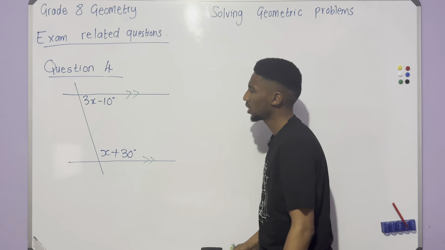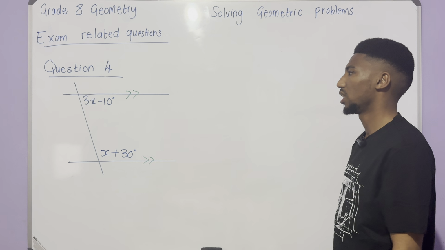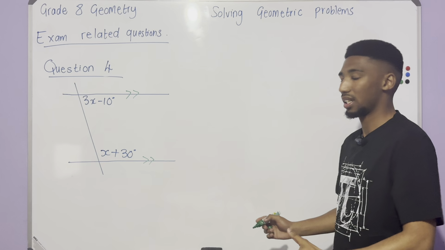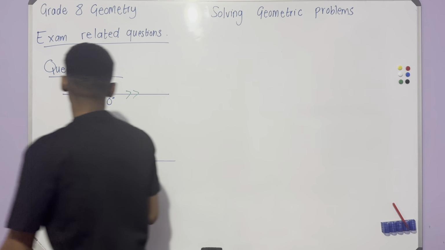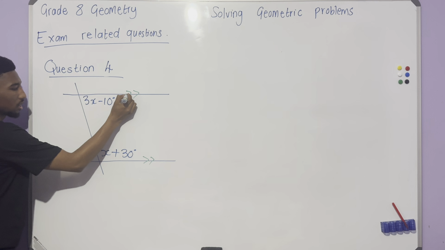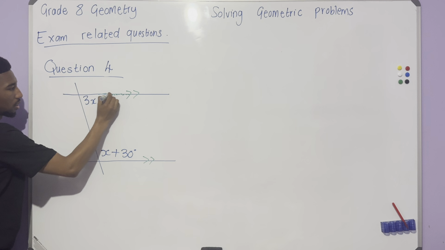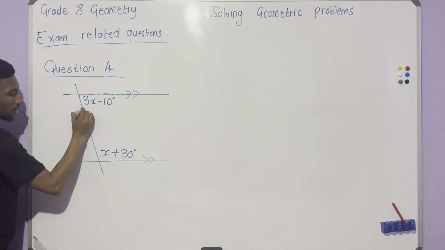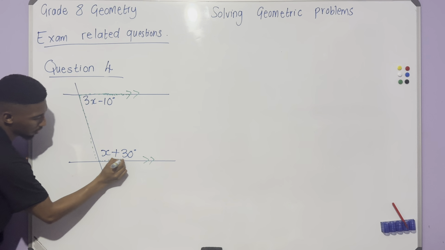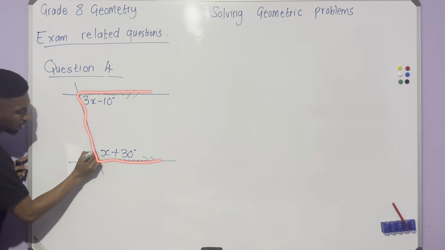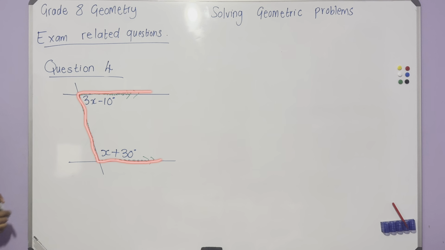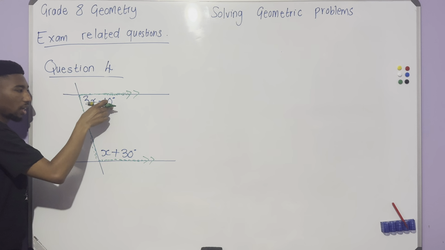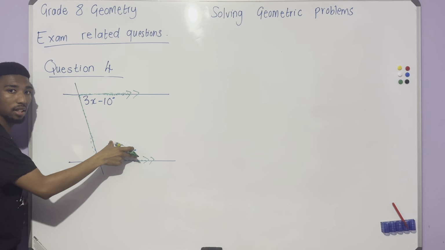Question 4. If you look at those two angles over there, it almost looks like they are in two corners. And if you look at the lines that make this angle, it is this line and this line over here. So when we are trying to solve for x in this instance, this angle has x in it and that angle has x in it.